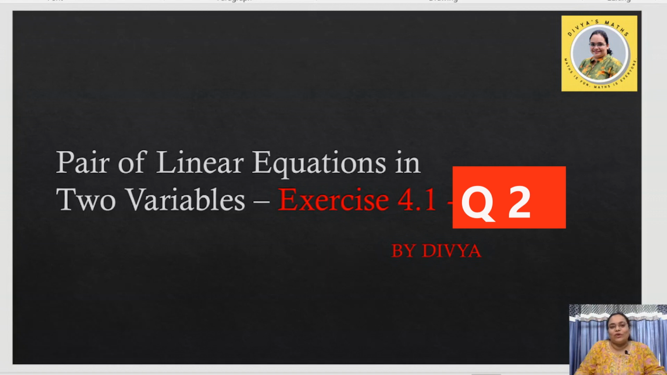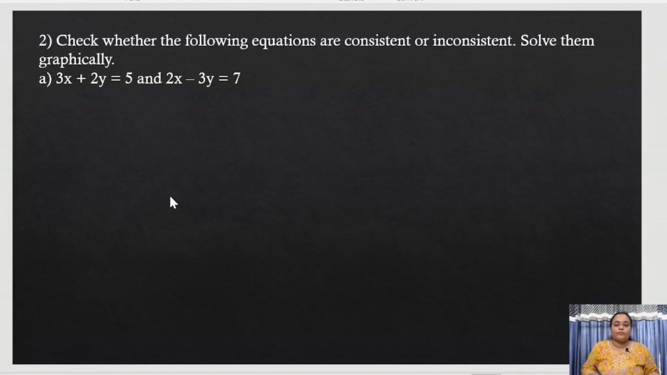Today we will be solving exercise 4.1 question 2 from the chapter pair of linear equations in two variables. So let us see the next question. Check whether the following equations are consistent or inconsistent. Solve them graphically. So we need to check whether the given equations are consistent or inconsistent. Then we need to solve them graphically.